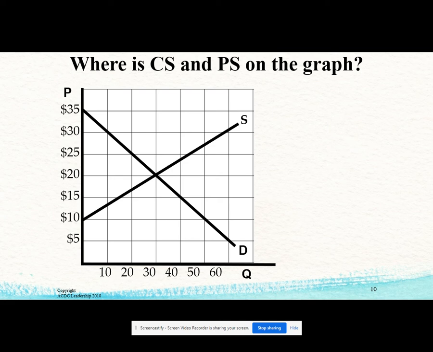Okay, in this particular situation, what's our equilibrium quantity? Quantity is 30, and the equilibrium price? 20. So when we draw that, notice what it kind of did was it made two little triangles here. These represent our consumer and our producer surplus respectively.